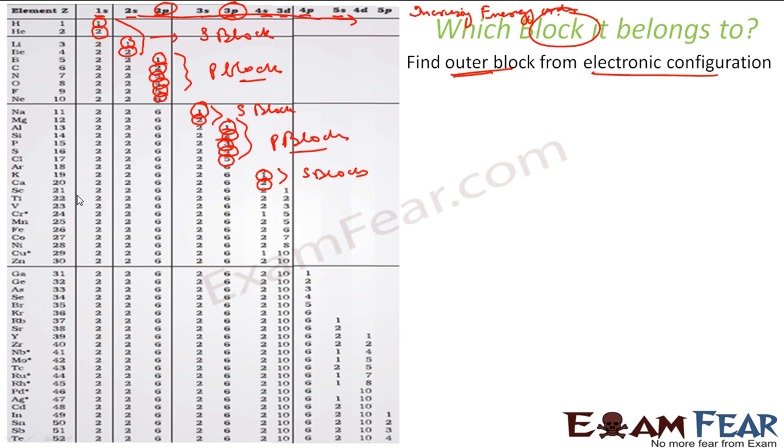See the next elements. Scandium's outermost electron is in d, so D block. If we continue, titanium is D block, and all these elements up to zinc have the outermost electron in d. So these are all D block elements. Next, the outermost electron for these elements is in p, from here to krypton. So these are all P block elements.